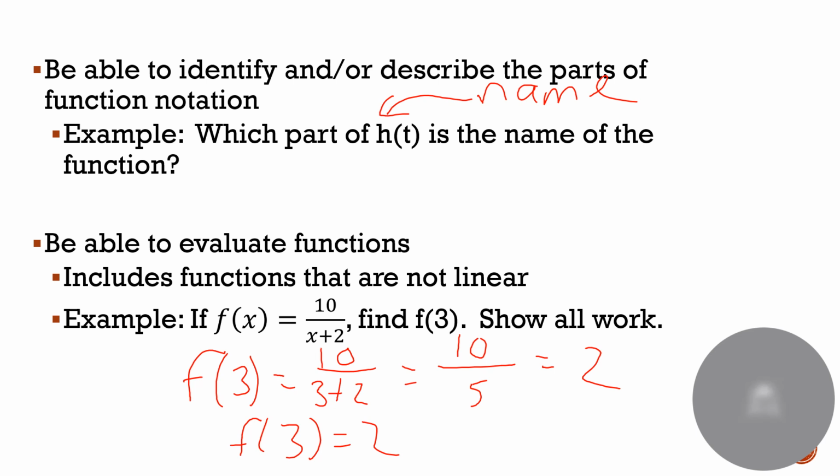And what that means is that when the input is 3, the output is 2. Sorry, I said that backwards at first. And that's how that works. So function notation tells you the input and the output at the same time.